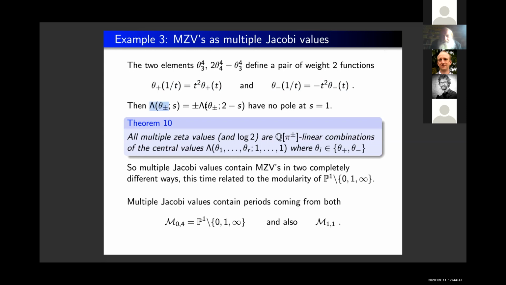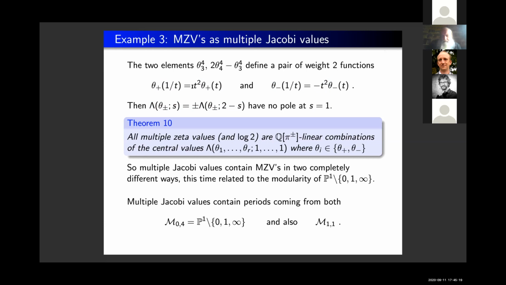And their L functions now have the nice property that it relates S and 2 minus S. And the reason that's nice is because now you have a very natural point at which you can evaluate them, namely S equals 1, which is slap in the middle of the functional equation. And in fact, if you were to try to cook up an L function which satisfies this functional equation and has no pole at S equals 1, this is basically the simplest possible thing you can do.